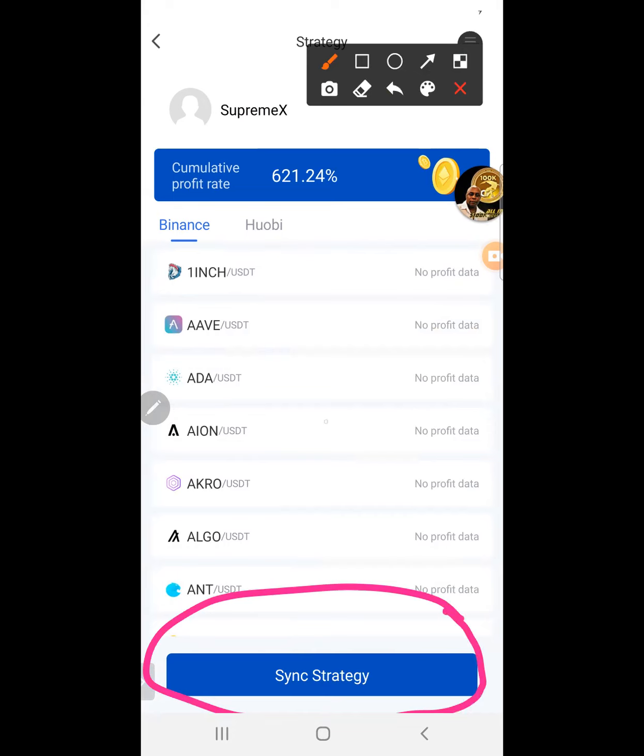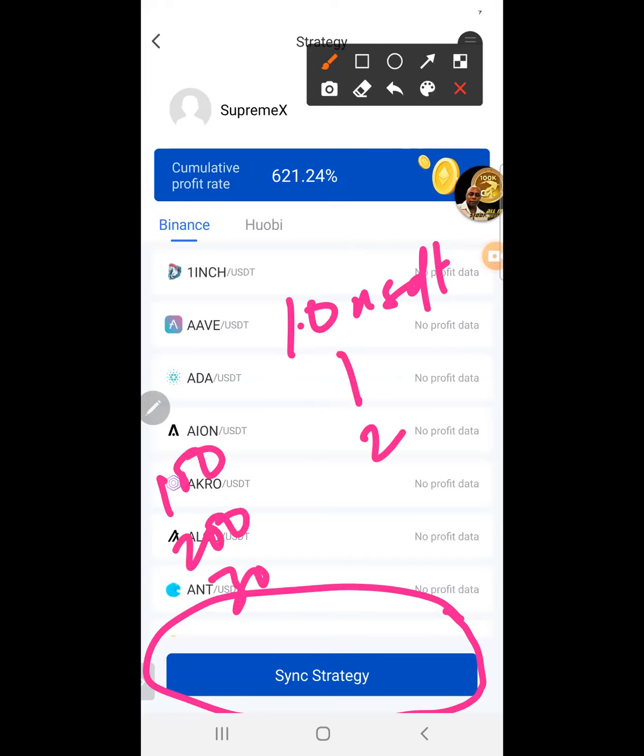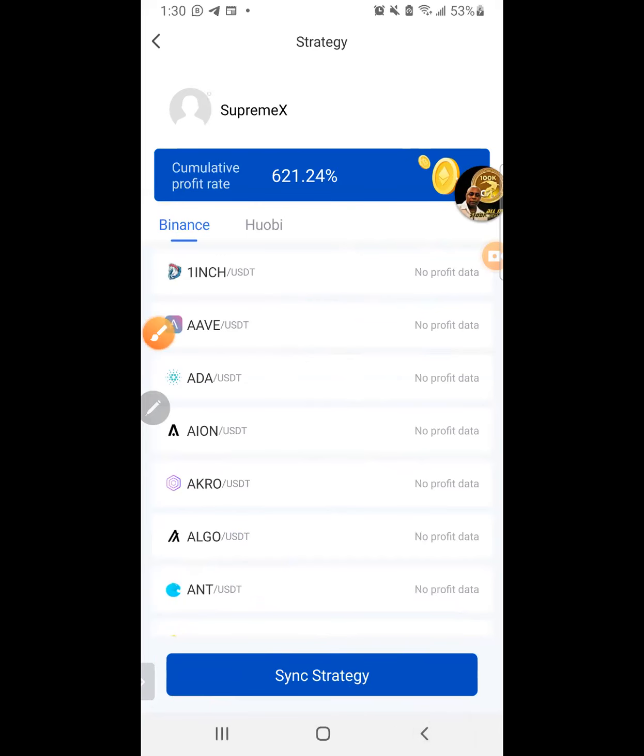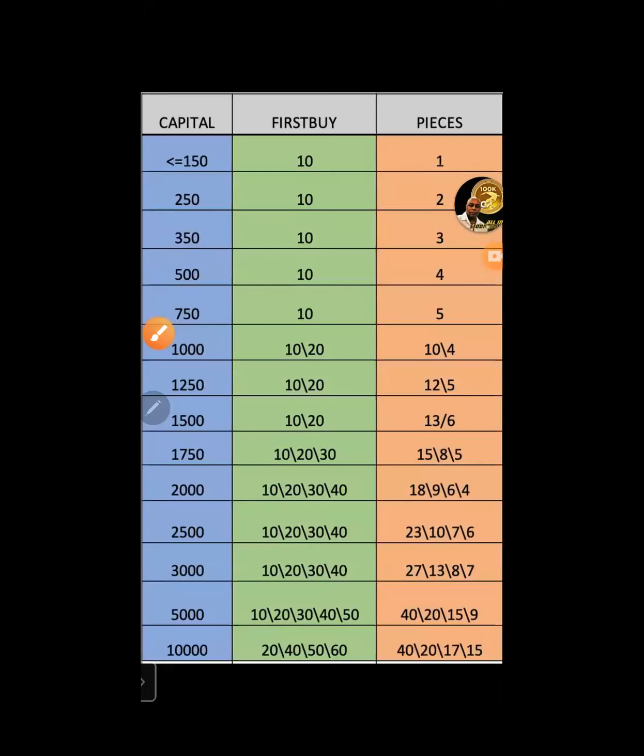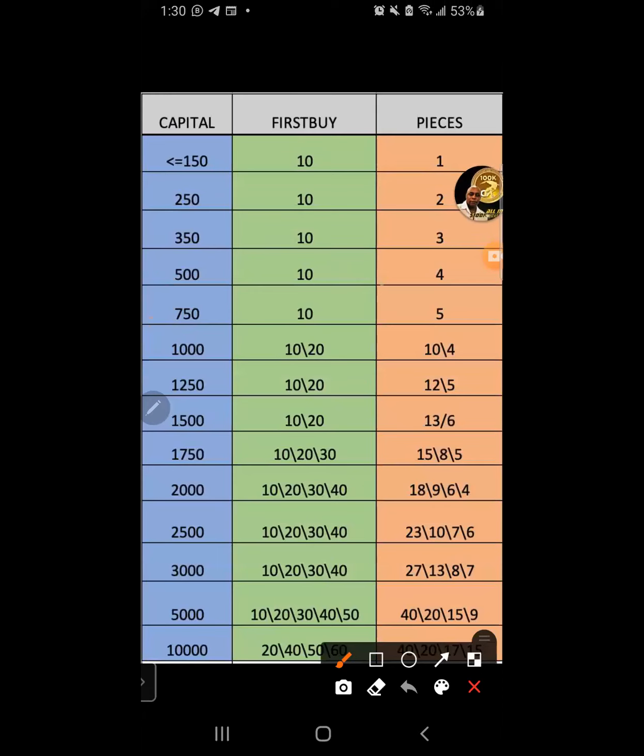Whatever your capital is, if it's less than 5,000, just put 10 USD, put 10 where you see USDT. And when you see pieces, if you have $100 capital, put 1. If you have $200 capital, put 2. If you have $300 capital, put 3. And then click sync strategy. For more guidance on how to manage your fund, I think they have, you see here, a chart.